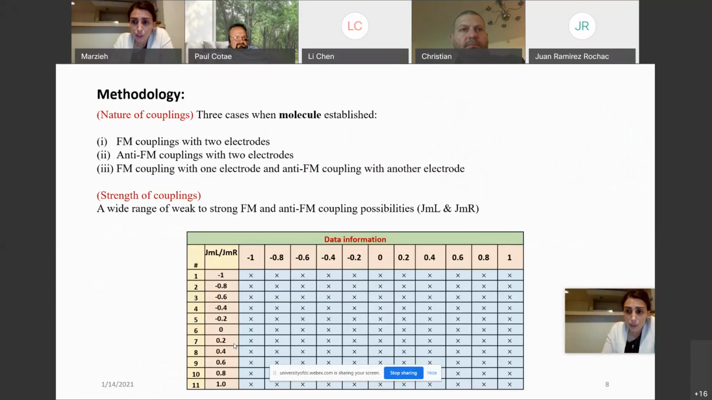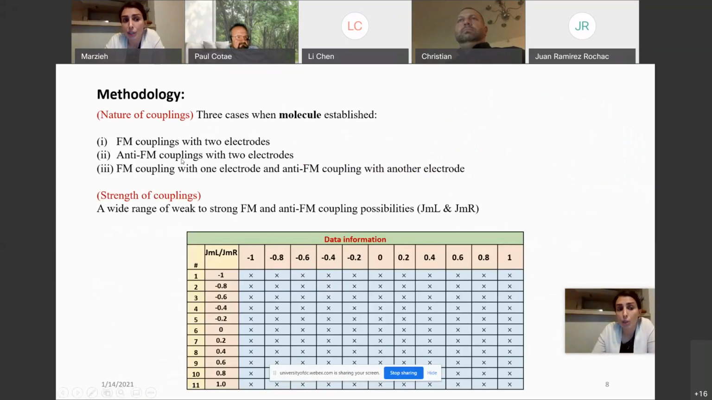As was mentioned, there are a lot of different scenarios and factors that can be varied to change and investigate the device behavior. But in this study, I'm working with two different parameters, which are JML and JMR, and we're going to investigate the effect of the nature of couplings and the strengths of couplings.